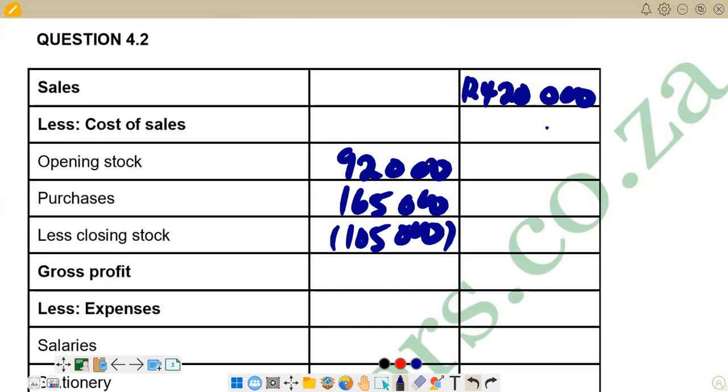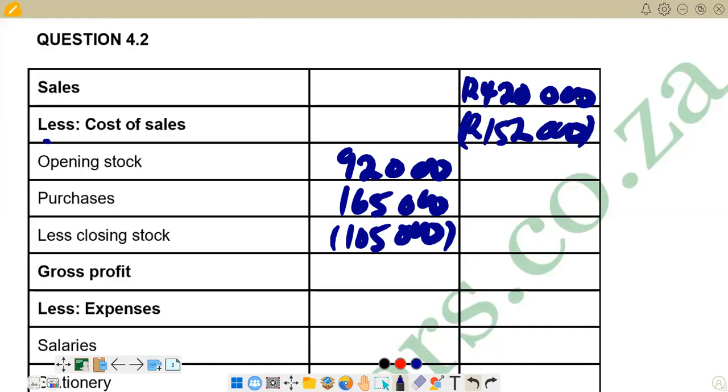We are now saying 92,000 plus 165,000, then you subtract 105,000. So the figure that we are going to get, you put it here, and it becomes your cost of sales. When you do that, you get 152,000. And remember, this figure, we are saying less here. Whenever we say less, we are subtracting. So here we are subtracting it.